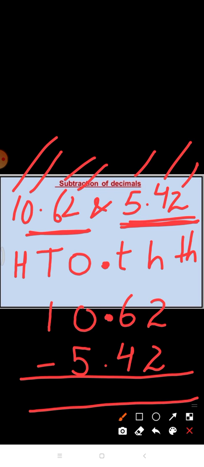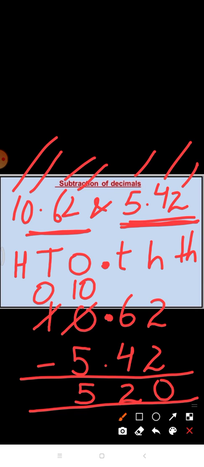Students, 2 minus 2 is 0. 6 minus 4 is 2. But here we do not have enough ones to subtract the 5. So what we will do, we will regroup 1 tenths to 0 tenths and 0 ones to 10 ones. Now 10 minus 5 is 5.